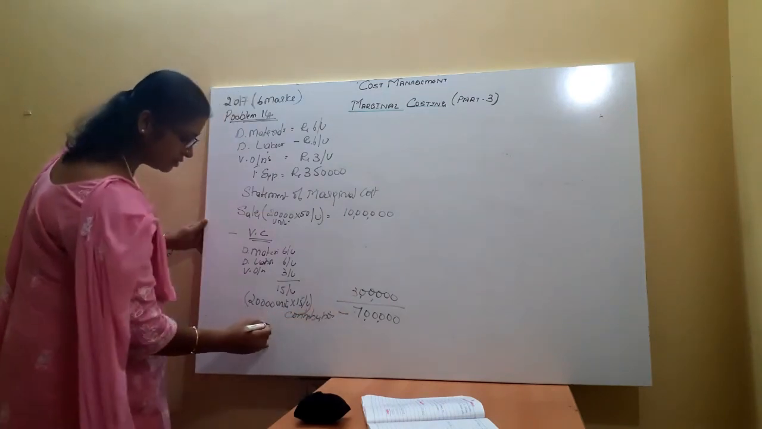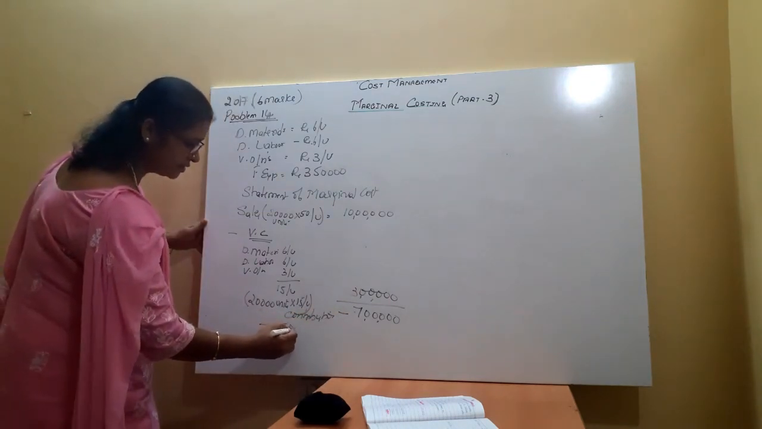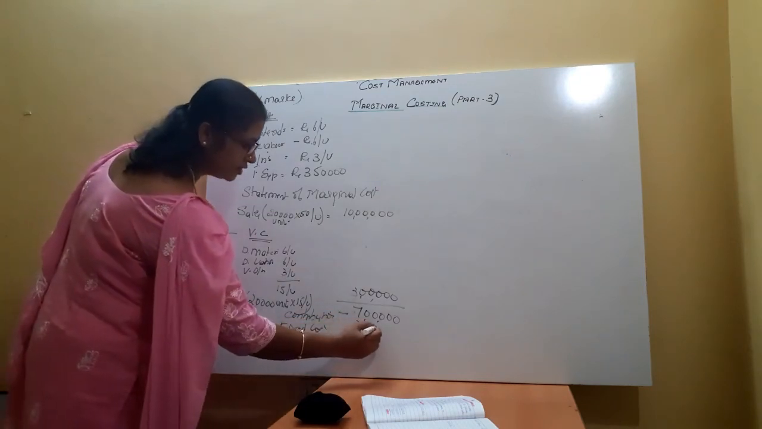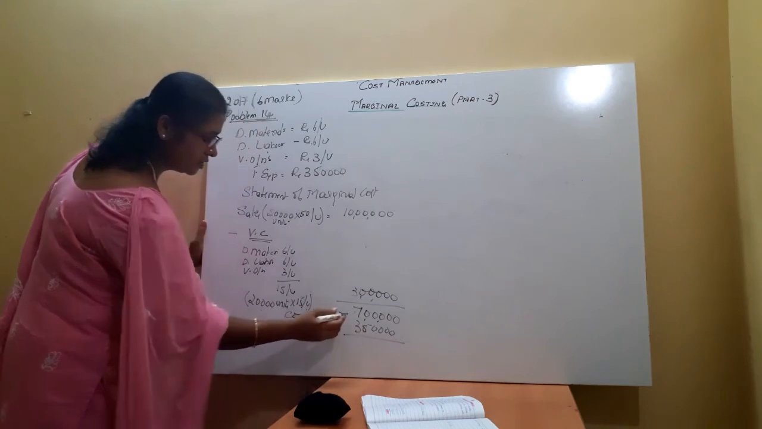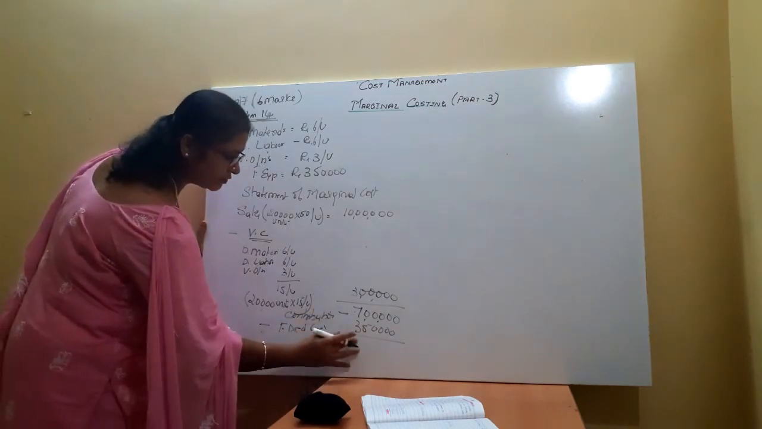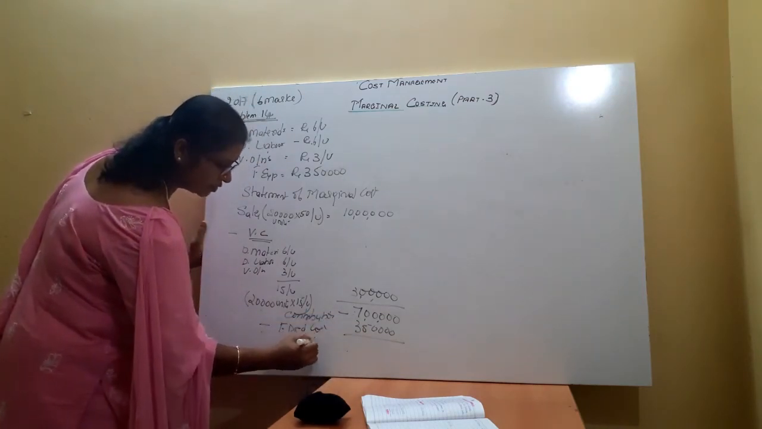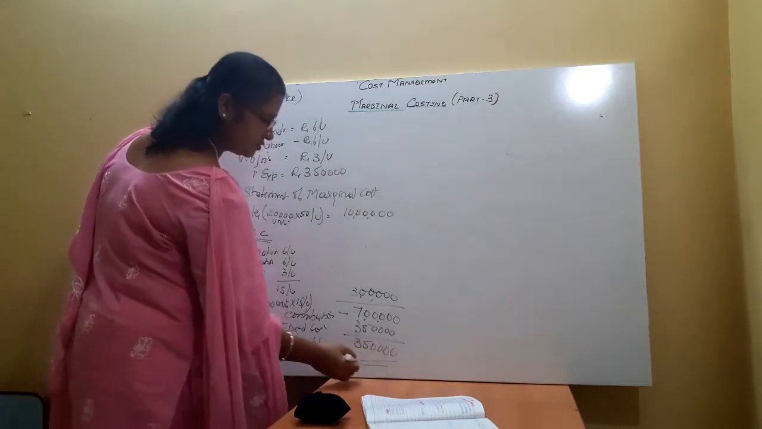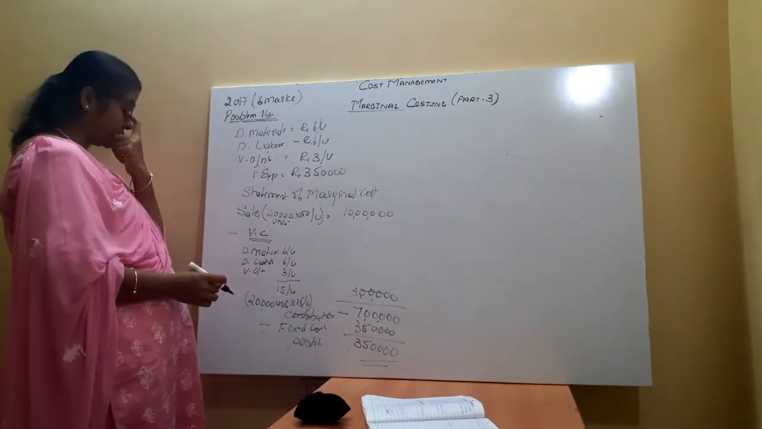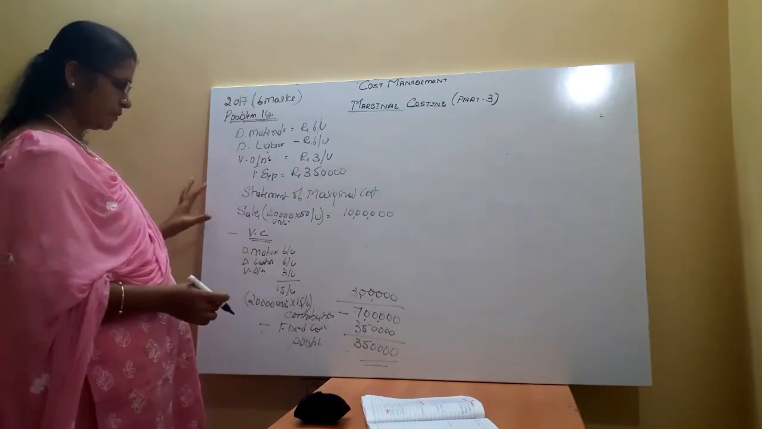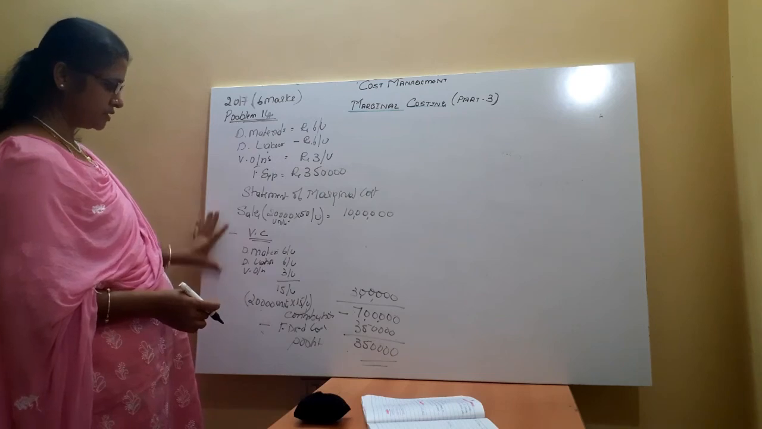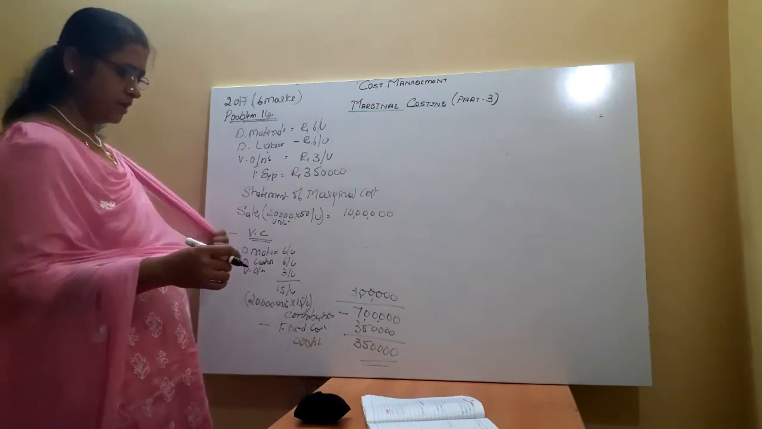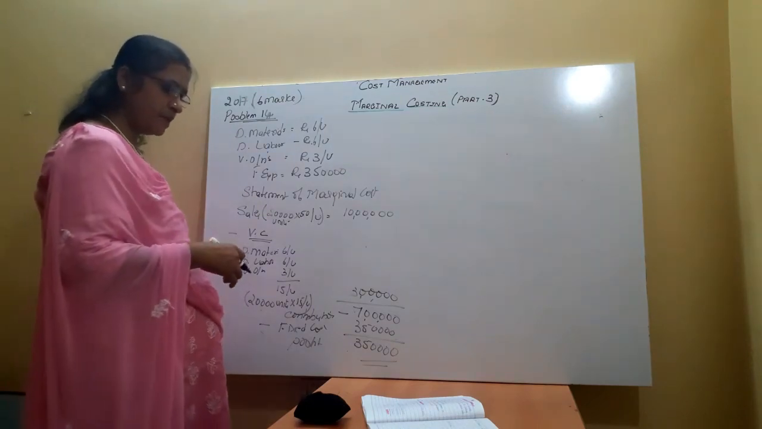From contribution we have to minus the fixed cost. So what is the fixed cost given? 3,50,000. So from 7 lakhs, when you deduct 3,50,000, you get a profit of 3,50,000. So the question is, what is the profit? By preparing a marginal cost statement, this is the marginal cost statement. The profit is 3,50,000. It is also asked you to calculate the BEP.